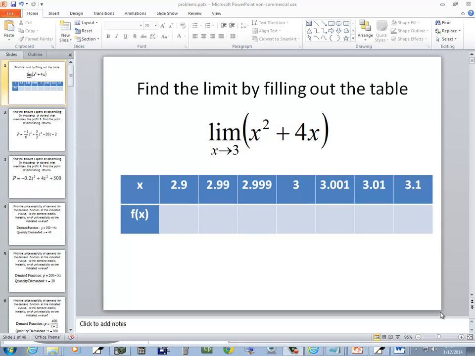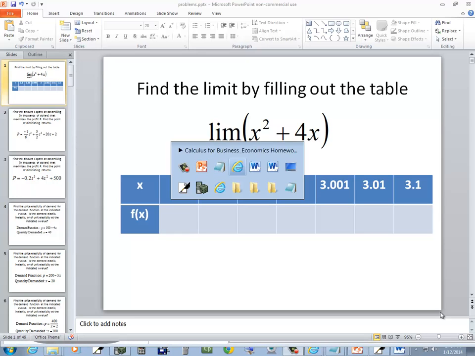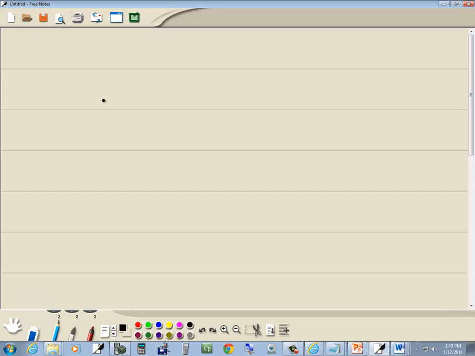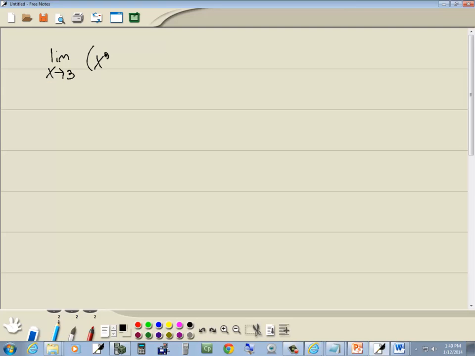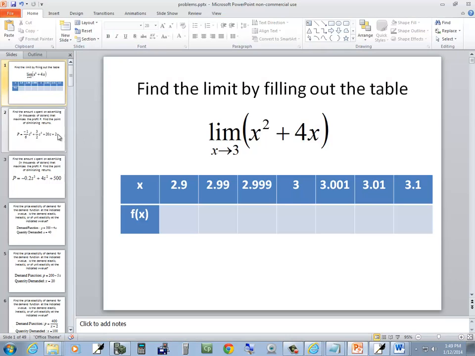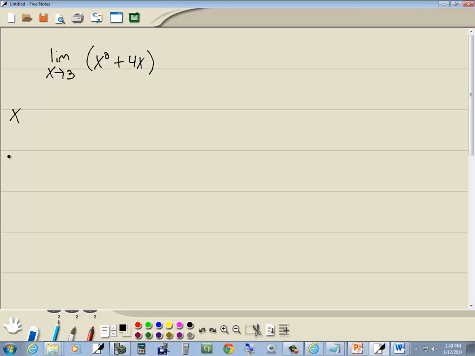Let's find this limit by filling out the table. We're going to see that there's easier ways of doing this, but a table's one method. The limit as x approaches 3 of x squared plus 4x.